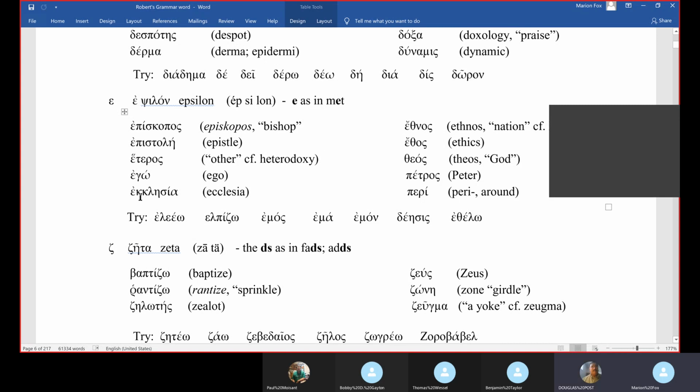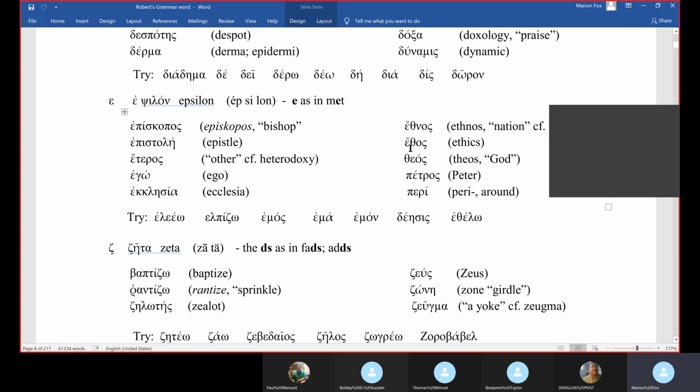Ecclesia, of course, we have to begin with an epsilon. Ecclesia. And so that is the called out group, called for some specific purpose. That's the word translated church. Ethnos, notice here, ethnos. Ethnos is a nation, and that's the word translated Gentiles or nations, same word. Ethnic, our English word ethnic comes from it.